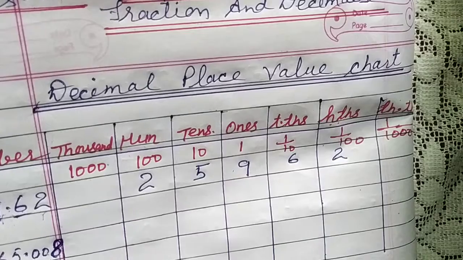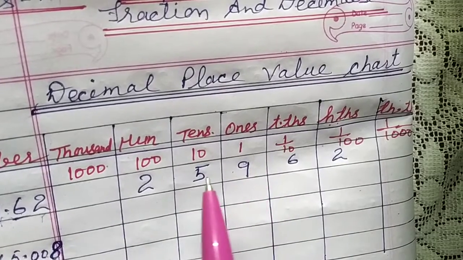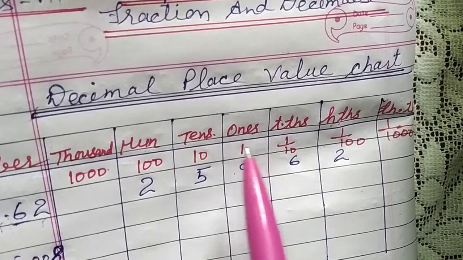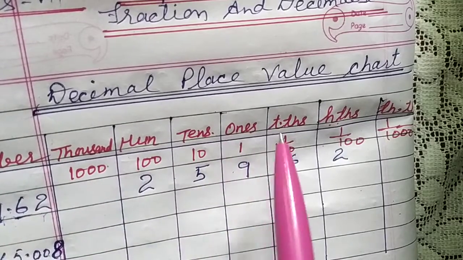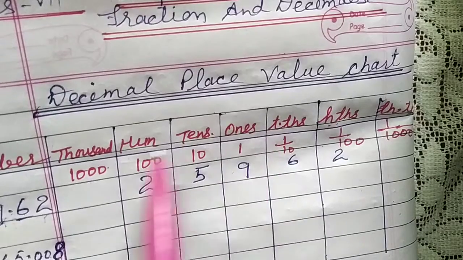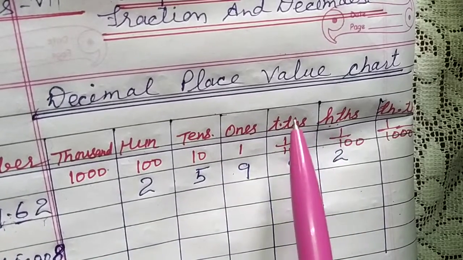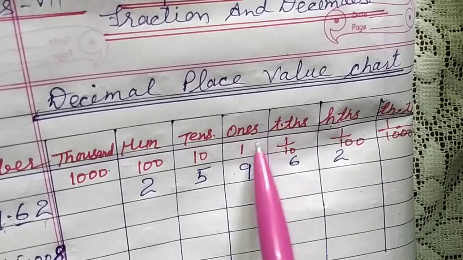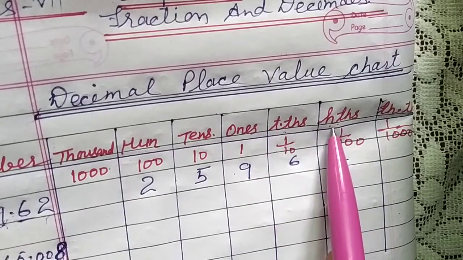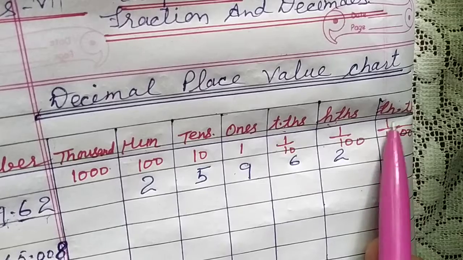Now what are you observing? If we move to the left on the place value chart, the values are increasing, and when we move towards the right-hand side, the values are decreasing. It means it is out of 10, out of 100, out of 1000.